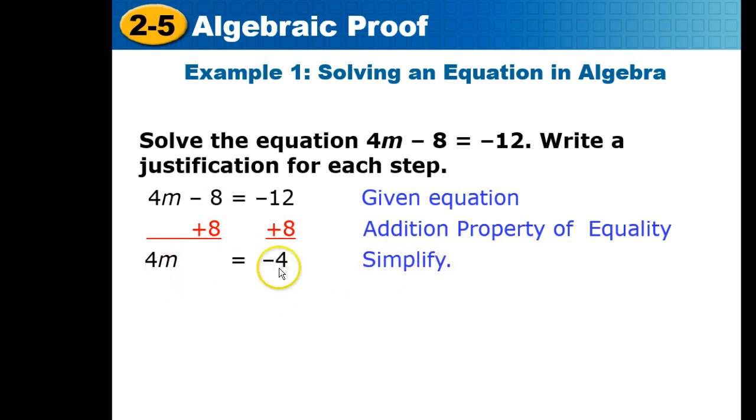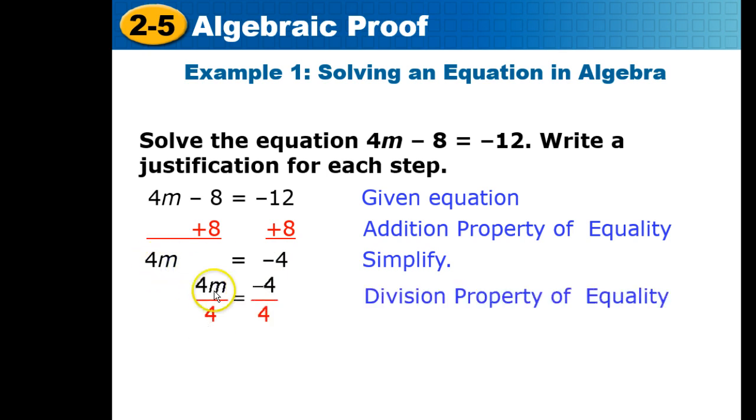Think for a minute, what would you do next? Trying to get rid of this 4. We're multiplying it, so we're going to do the opposite, or divide by 4. So we say division property of equality. After we do that, we simplify, and we get m equals negative 1. And that's the final answer.